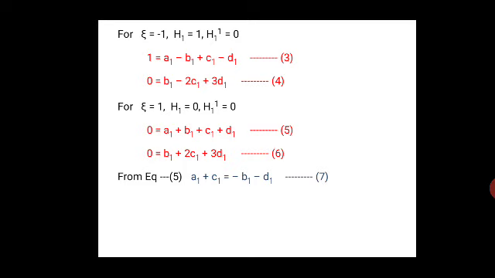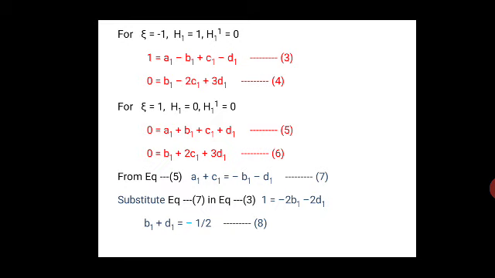From equation 5, we have a1 plus c1 is equal to minus b1 minus d1. Write this as equation number 7. Substitute equation 7 in equation 3. Then we can write 1 is equal to minus 2b1 minus 2d1. Then on simplification we can write b1 plus d1 is equal to minus 1/2. Write this equation as 8. On adding equation 4 and equation 6, we have 0 is equal to 2b1 plus 6d1.